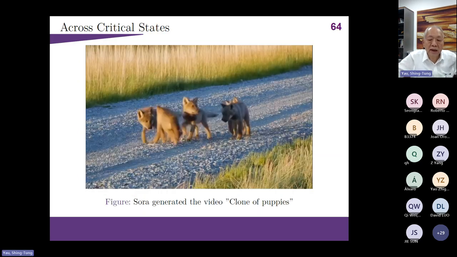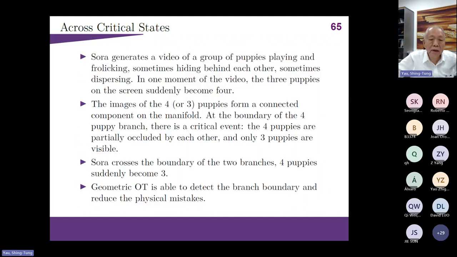So here are the examples where you see the clone of puppies. Sora generates a video of a group of puppies playing and frolicking, sometimes hiding behind each other, sometimes dispersing. In one moment of the video, the three puppies on the screen suddenly become four. The image of the three or four puppies forms a connected component on the manifold at the boundary of the four puppy branch, there's a critical event.